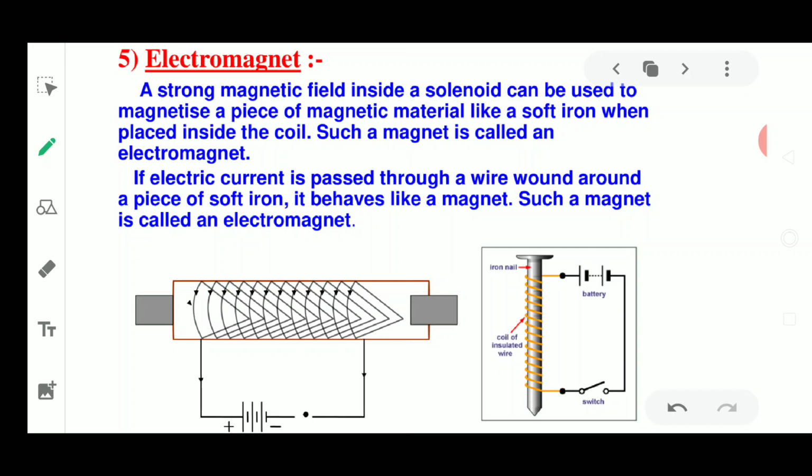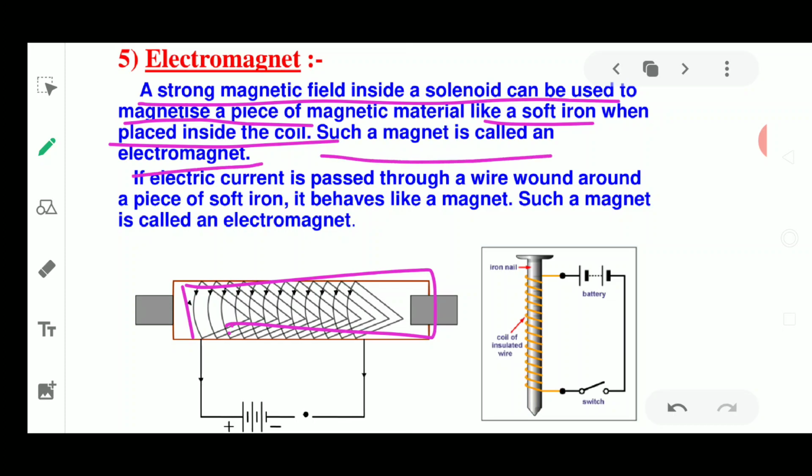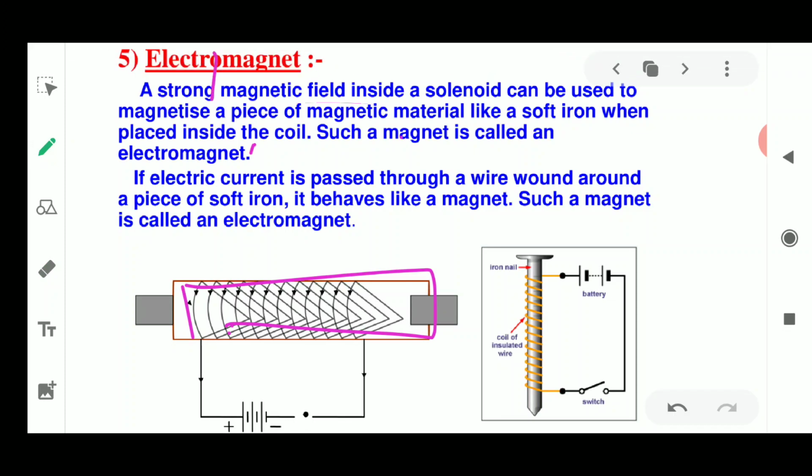Let's study. A strong magnetic field inside a solenoid can be used to magnetize a piece of magnetic material such as soft iron core when it is placed inside the coil. Remember, you have to place that bar of soft iron core inside this coil. Such a magnet is known as an electromagnet. It's very easy: electromagnet is made up of two words, the first word is electro and the second word is magnet. So this magnet which is made with the help of electricity is known as an electromagnet.